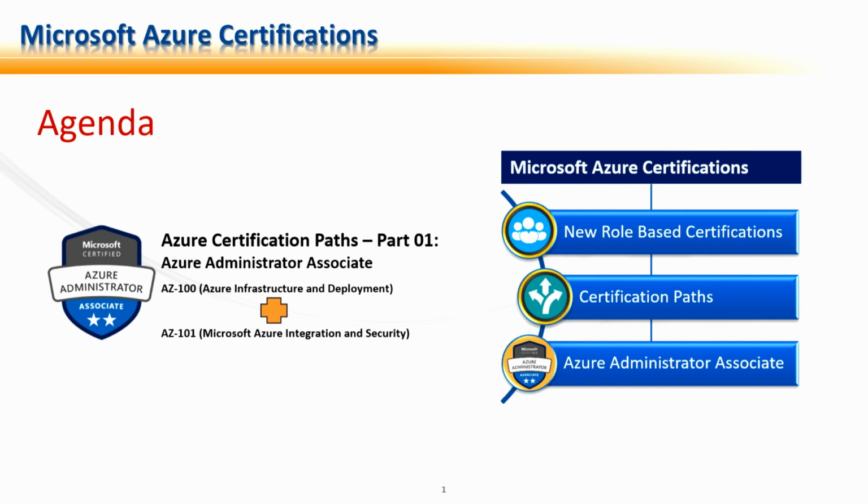Now, this is part 1 of the series, where we will understand the specific topics that are covered under the certification, and how this examination has been divided into two different sections. One is AZ100, which is Azure Infrastructure and Deployment, and the other one is AZ101, which is Microsoft Azure Integration and Security. And you get the Azure Administrator Associate badge only after completing these two examinations. Let's dive deep and understand how this certification works now.